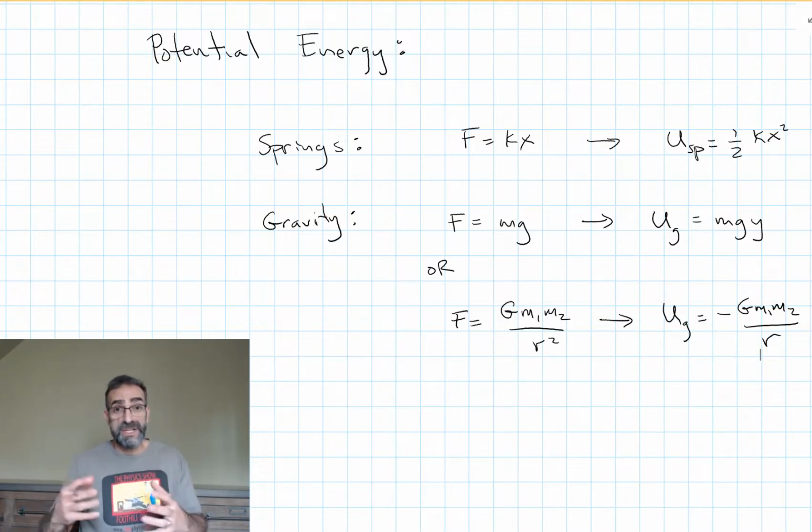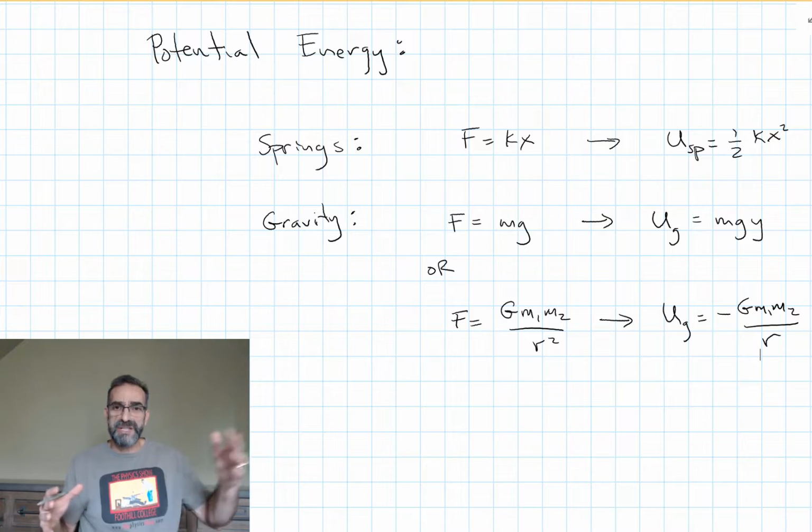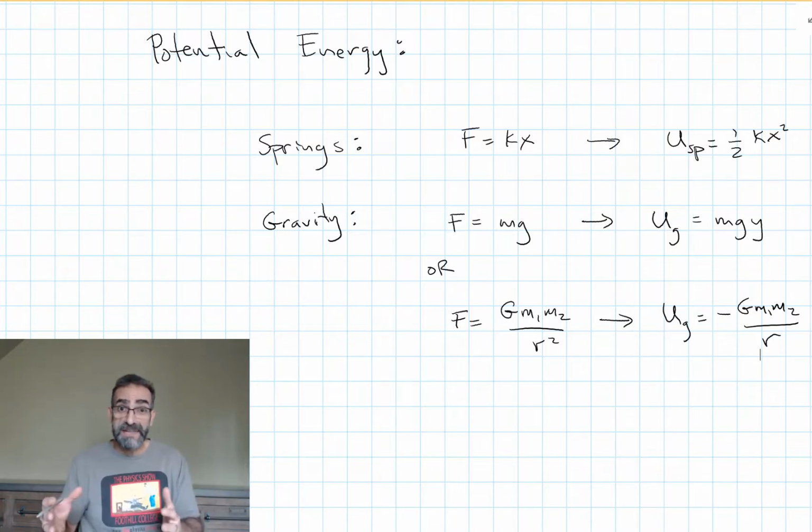We have to figure out which situation we're in. Are we close to the surface of the Earth and we're treating gravity as a constant force? Or are we taking into account that gravity is changing because we're moving away from the surface of the Earth? Or maybe it's not even the Earth at all. It's two other massive objects out in space, and we want to know what the potential energy is between them. We can use the general term for the potential energy, negative G m1 m2 over r.